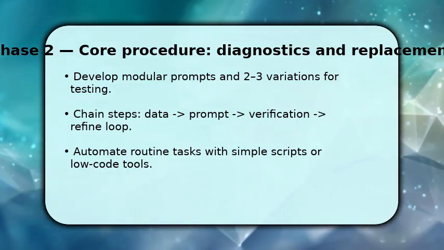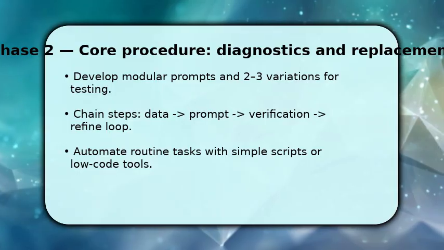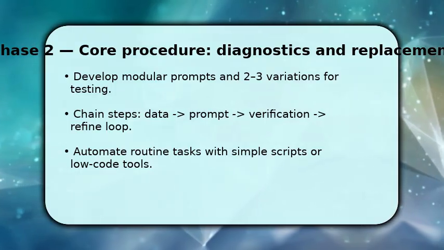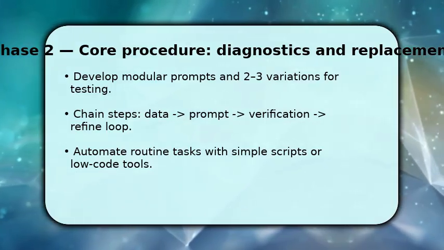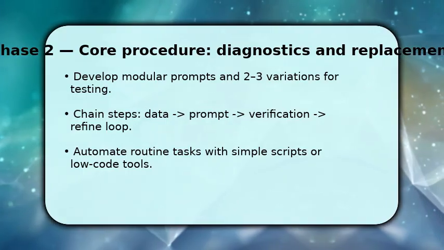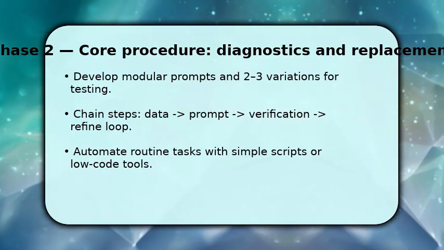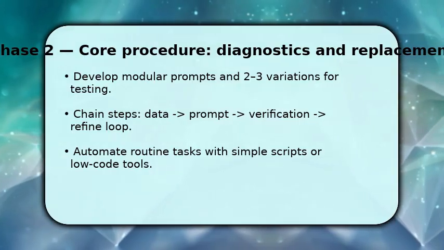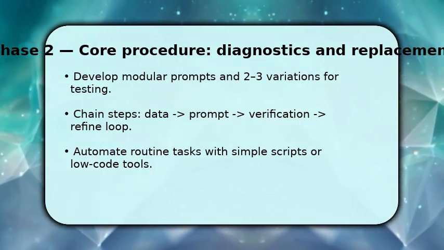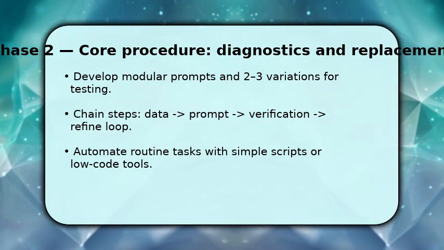Use chaining: prepare data, call AI, validate results, and refine prompts based on failures. Integrate small scripts or low-code automations to handle repetitive conversions or routing. As you iterate, track metrics like time saved and accuracy, so you can prioritize which automations to expand next.